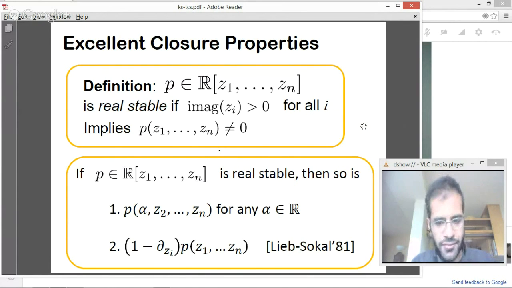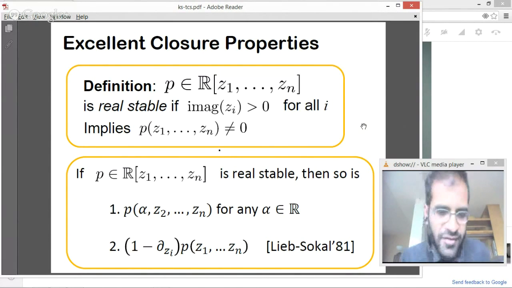So this is actually the essential thing that is not present in the univariate theory. This is what gives you all the extra room in the multivariate theory. The other fact that I'm going to use about real stable polynomials is they're closed under certain differential operators.